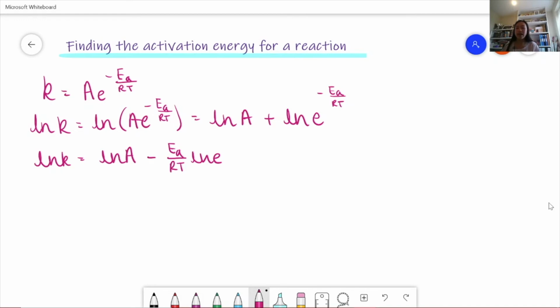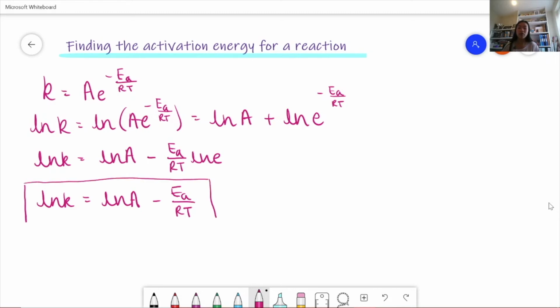So then what we get is ln K equals ln A minus Ea over RT. Now, you don't need to know this derivation, but you just need to remember this equation at the end if you're unsure as to how to work it out. But I like to remember the derivation because even if I do forget this bottom equation, I can work it out. So now using this bottom equation, we can rearrange it to get the activation energy as the subject.